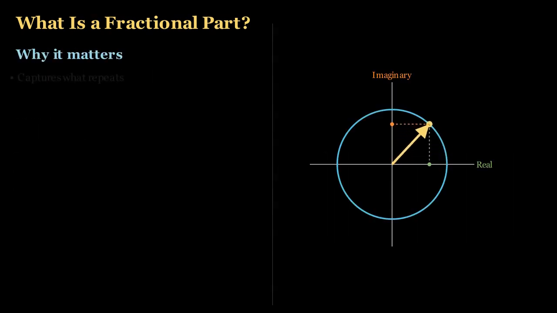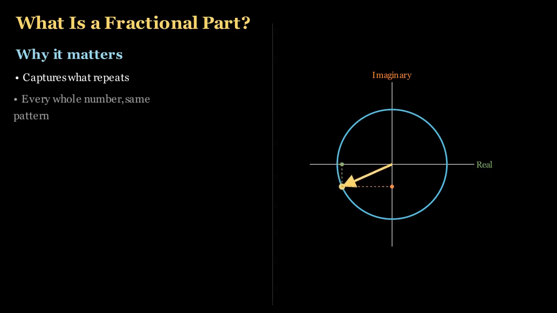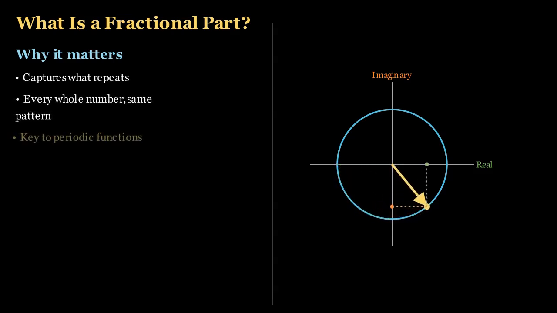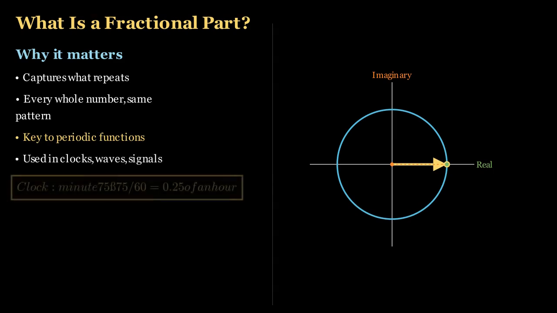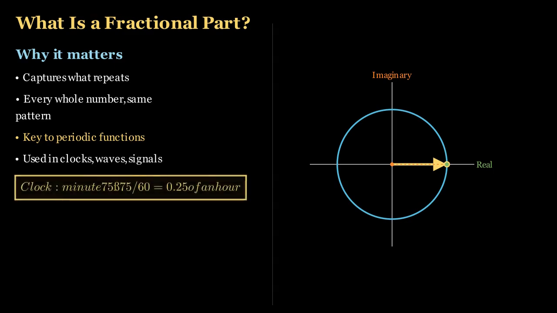Think of a clock. When the minute hand goes past 60, it doesn't keep counting 61, 62, it wraps back to 1. The fractional part does exactly that. It ignores how many whole cycles have passed and just tells you where you are inside the current cycle. On a number line, every whole number is like a new lap. The fractional part is your position on that lap.